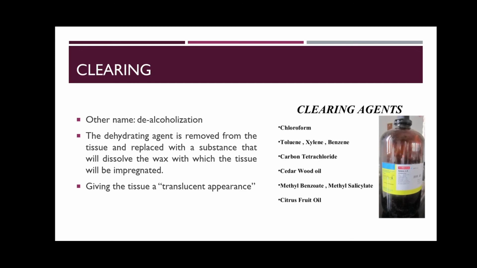So this clearing agent will give the tissue a translucent appearance, meaning that's why we use the term clearing. So to remove alcohol, to remove dehydrating agent, and change it with a substance that will give it a translucent appearance. When used after the tissue section has been stained, the clearing agent will make microscopic tissue preparations transparent due to their high index of refraction.